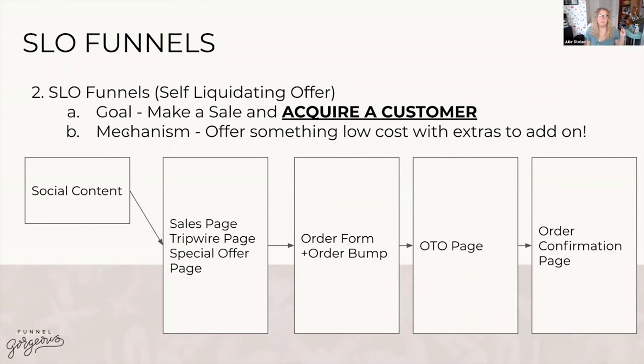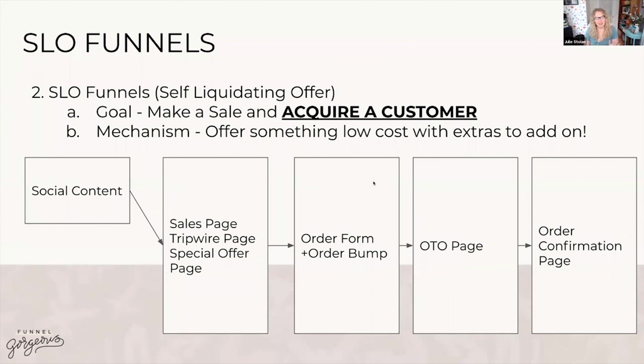So the goal is to make a sale and to acquire a customer. The mechanism, what we do in these funnels, is we offer something super low cost, and then once they say yes, we give them some extras to add on, and add on, and add on. This kind of funnel also starts with social content, whether it's organic content or ads. And then we give them something that's $27. Then we offer them, hey, do you want to add this to your order?